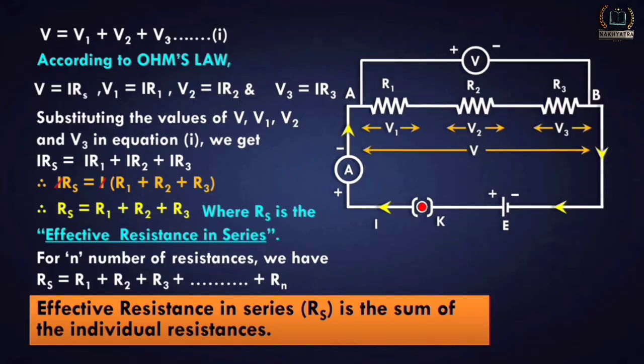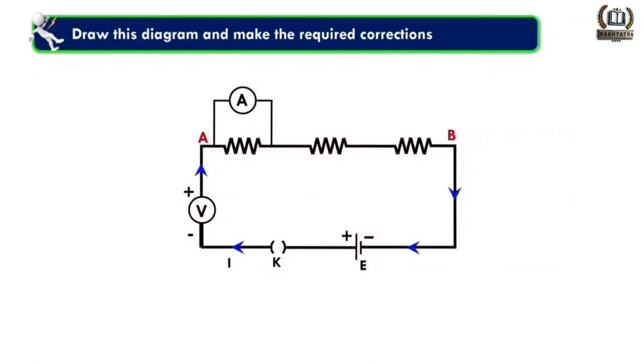Draw this diagram and make the required corrections. Can you find out what corrections we need to make here? First, the current is flowing, but the plug key was off. It's not possible that the plug key is off and the current is flowing, so we have to mark the plug key on. Then we see the ammeter and the voltmeter have been placed in the wrong position, so let us correct it.